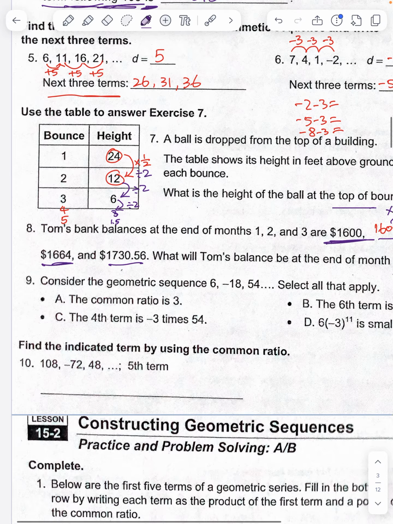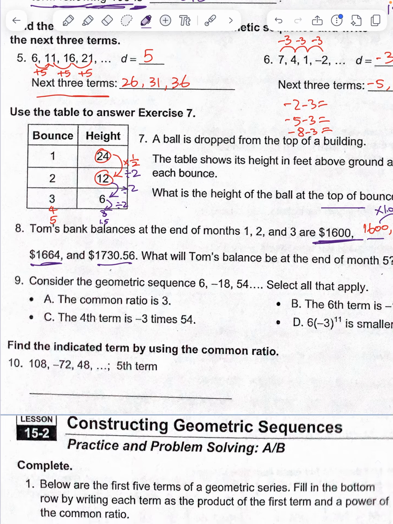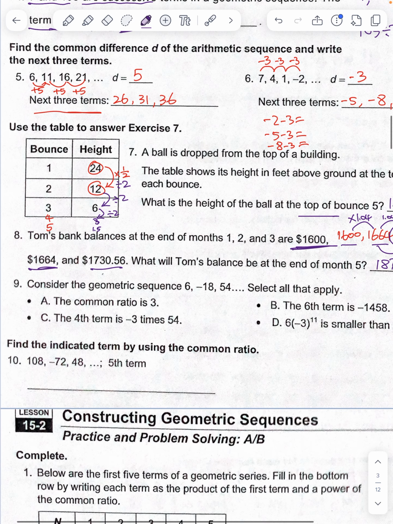Okay, number 9. Consider the geometric sequence 6, negative, positive, negative, positive. Select all that apply. The first one: the common ratio is 3. Okay, let's check. 6 multiplied by 3 is a positive 18. That's not negative 18, so this one is not correct.